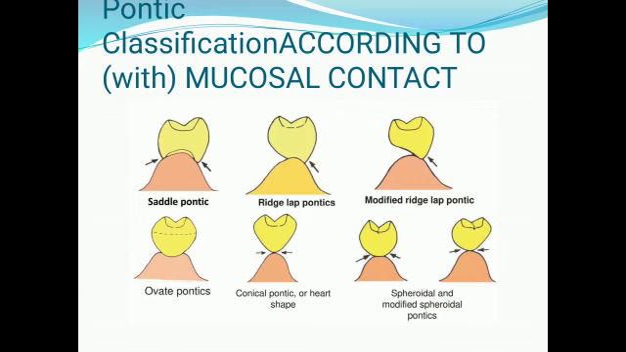See in the figure: saddle pontics contact both on buccal and lingual, ridge lap pontics only on buccal. Conical heart-shaped pontics have only pinpoint contact. Ovate pontics are mostly used in extraction and healing sockets.